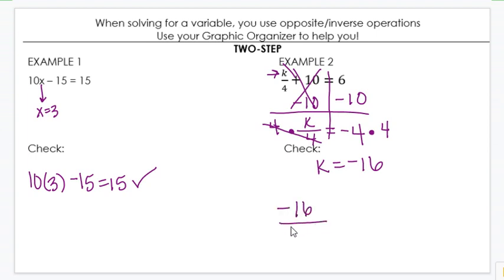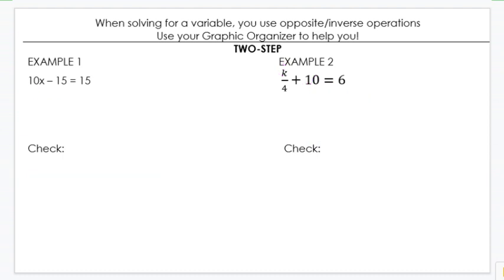So negative 16 divided by 4 plus 10, and I want to see if that equals 6. In my calculator, I'm going to type negative 16 divided by 4 plus 10, and then hit the equal sign and see if I get 6. When I click off of this, my writing's going to go away. So negative 16 divided by 4 plus 10.